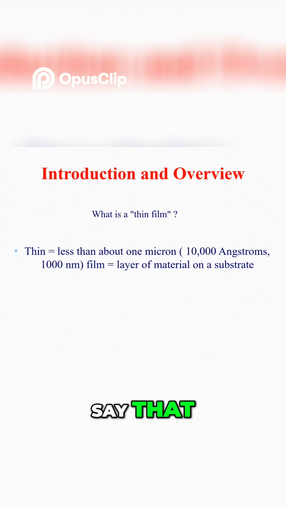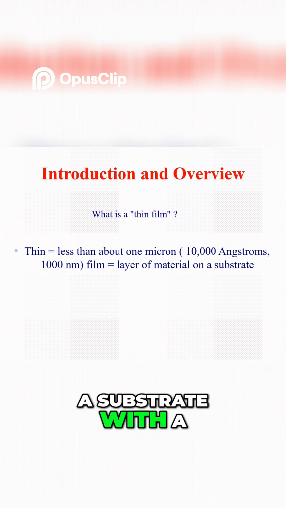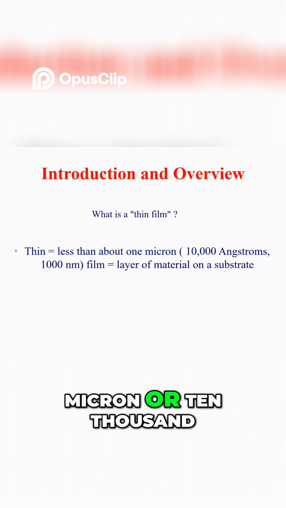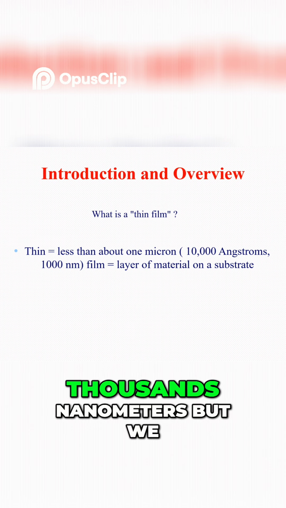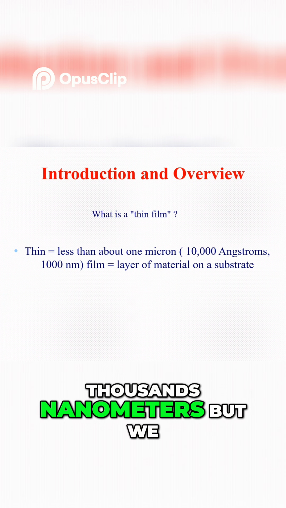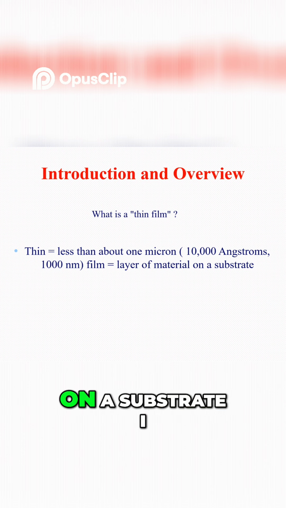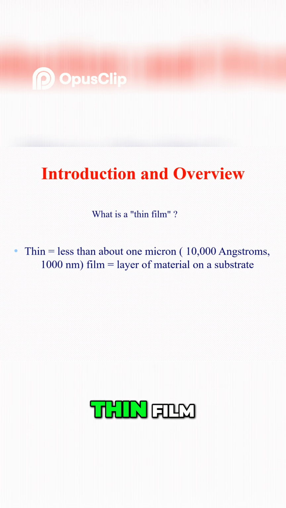So how should we define a thin film? We define a thin film as a layer of material deposited on a substrate with a thickness equal to 1 micron, or 10,000 angstroms, or 1,000 nanometers. But remember, the layer of material should be deposited on a substrate. Substrate is very essential for the thin film.